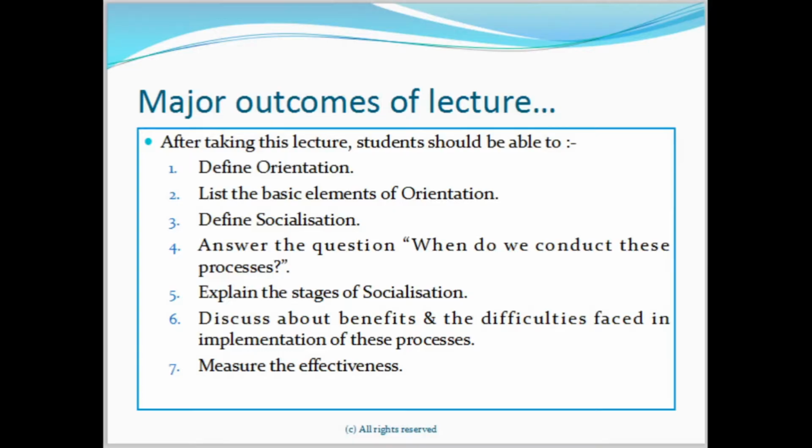After taking this lecture, you should be able to define orientation and list the basic elements of orientation. You will also be able to define socialization, or we can say what socialization is all about. You will be able to answer the question, when do we conduct these processes? Explain the stages of socialization. You will be able to discuss the benefits and the difficulties faced in implementation of these processes. Finally, you will be able to measure the effectiveness of these processes.